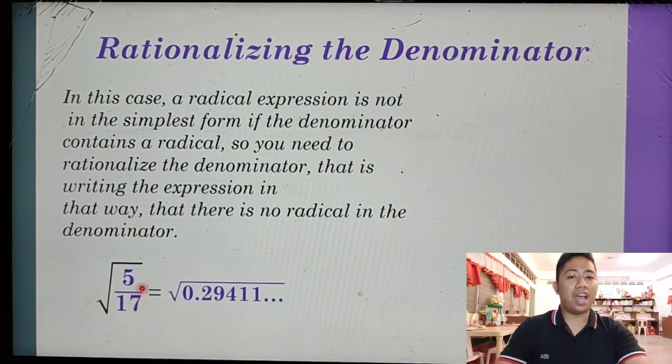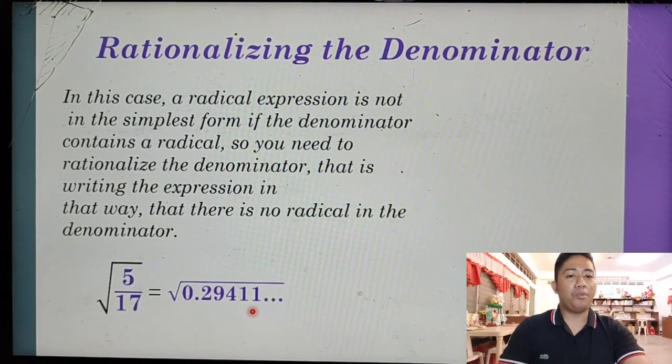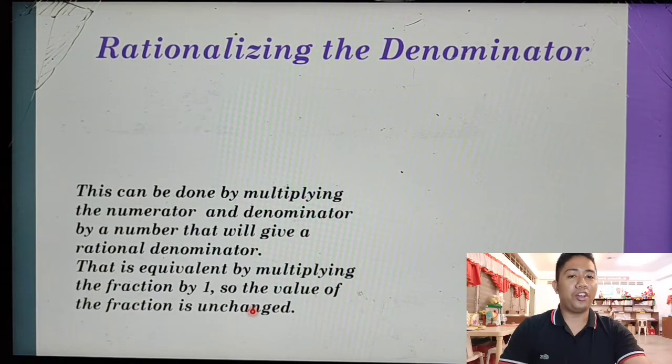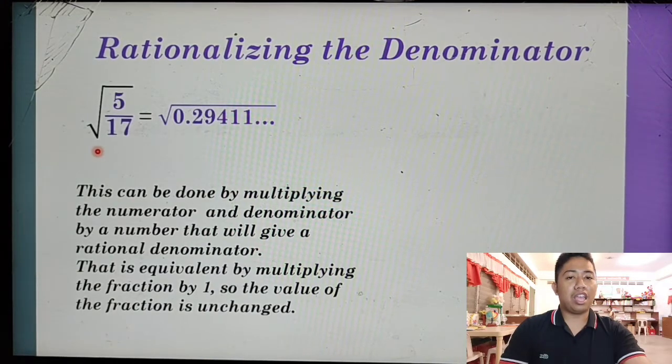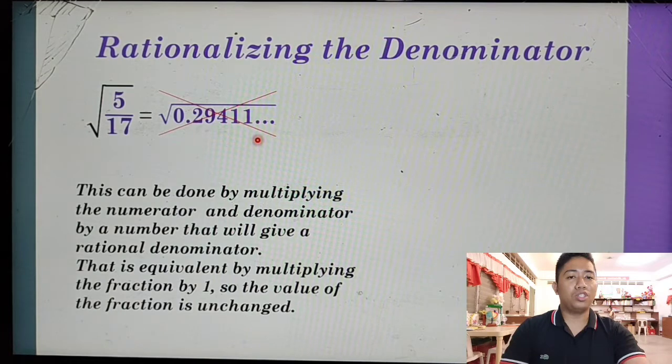We know that 5 over 17 is not easy to simplify, as the square root of the non-terminating decimal is difficult to simplify. So there is another way to rationalize the denominator. This can be done by multiplying the numerator and the denominator by the number that will give a rational denominator. In this case, you will apply the multiplication law of fractions. Consider the calculated equivalent of 5 over 17, which is the square root of 0.29411, and which is difficult to simplify.